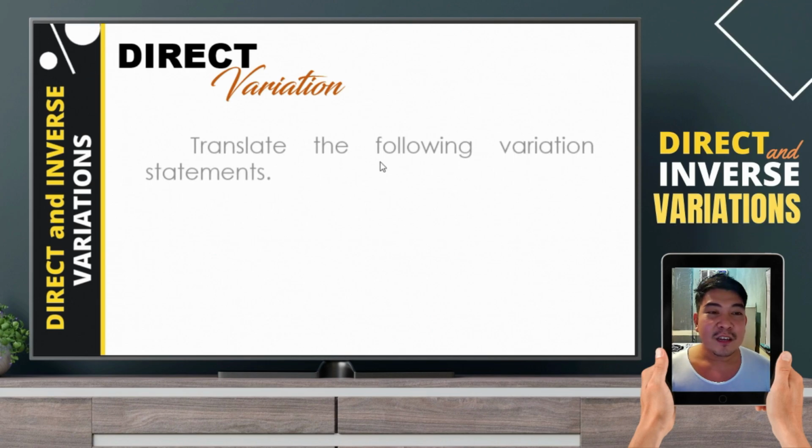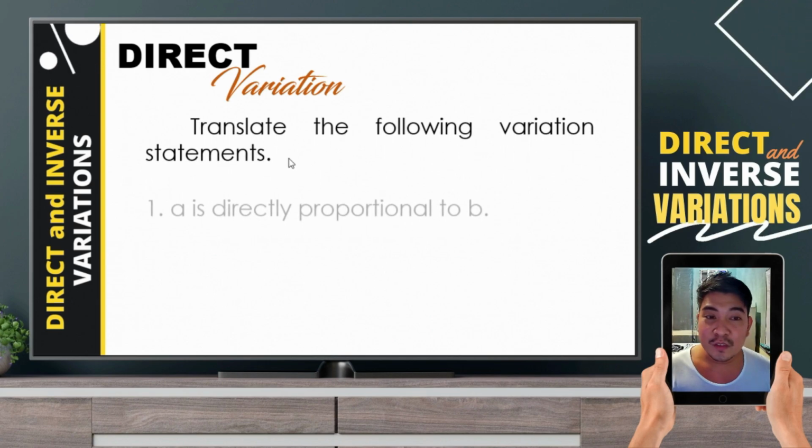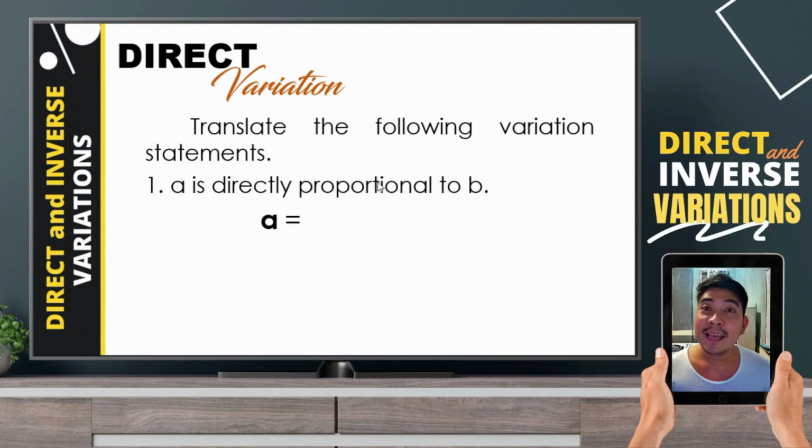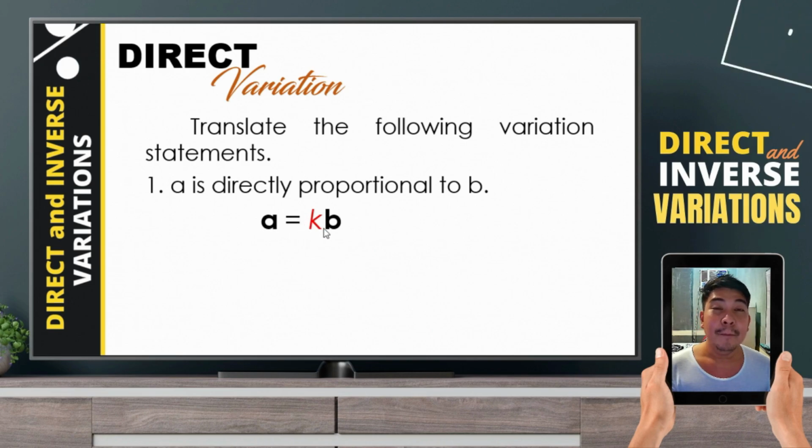Okay. So let us now translate the following variation statements. Number 1, A is directly proportional to B. So the first quantity is A, and then the second quantity is B. To translate this one, we just need to get the first quantity A is equal to, since directly proportional, we need to multiply the constant k to the second quantity, which is B. So therefore, the translation will be A is equal to kB, or k times B.